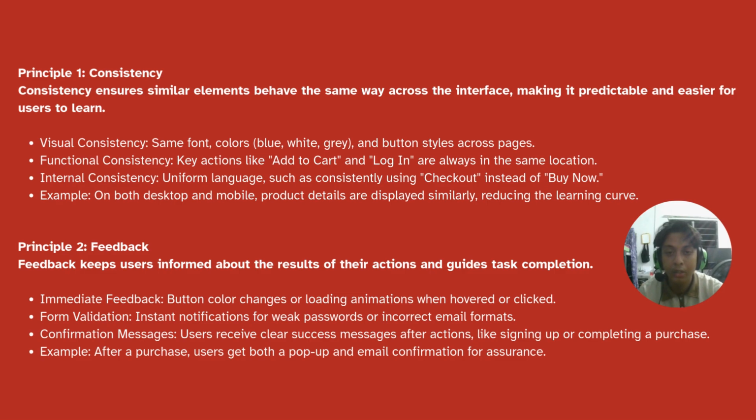Then form validation. When signing up, users are instantly notified if their password is weak or if the email format is incorrect, allowing them to fix the issue on the spot. Then the confirmation message. For important actions like registering or making a payment, users receive a clear success message such as order confirmed or welcome to CyberGo. For example, once a purchase is complete, CyberGo provides both a pop-up confirmation and an email receipt, reassuring users that their transaction was successful.